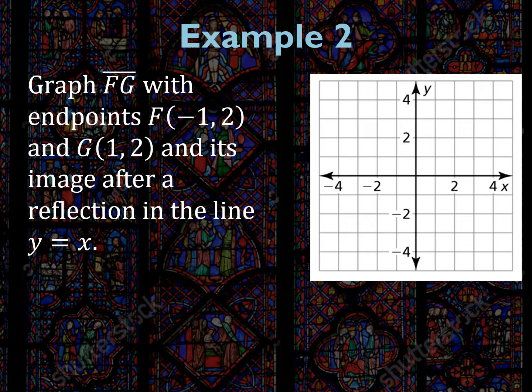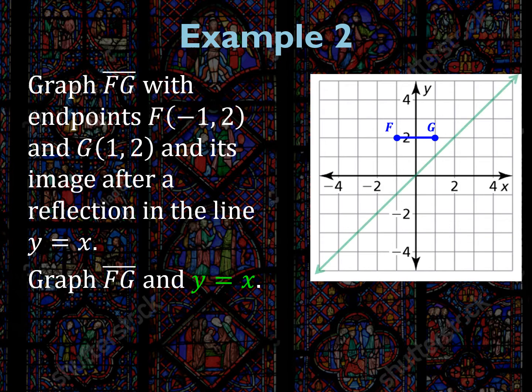All right, now we're going to do the same thing, but now we're going to use a different line. We're going to use the line y equals x, and we're going to use a segment. So F is at -1, 2, G is at 1, 2. So those are the two endpoints of the segment. Now we are going to graph the line y equals x. So that's the green line going left to right with a slope of 1.